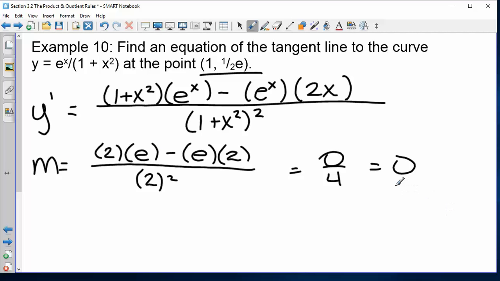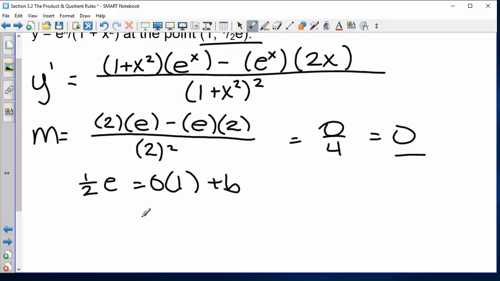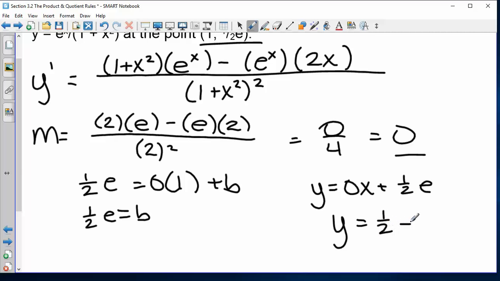So now I have a point and a slope. If you plug into y equals mx plus b, you just get your y-intercept to be 1/2 e. You could recognize if it's a slope of 0, it's really a horizontal line. The equation of a horizontal line is just y equals a number. So you wouldn't necessarily have to do this step, but if you forgot, you could. So you have y equals 0x plus 1/2 e, so just y equals 1/2 e. Are there any questions there?